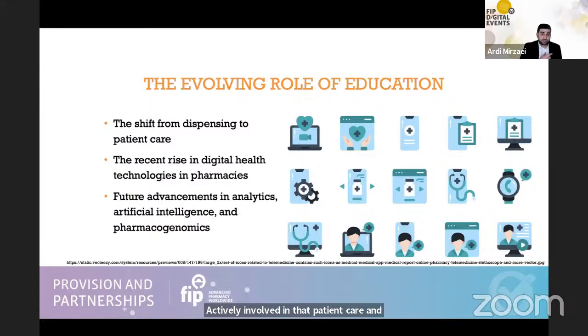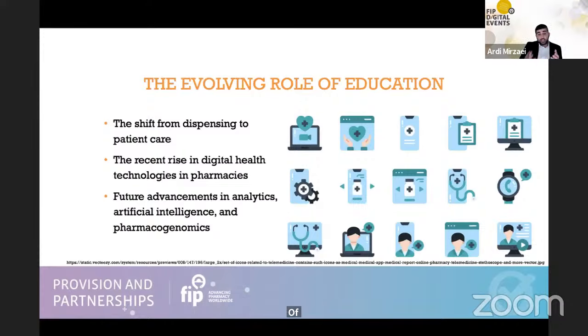In response to this shift, pharmacy curricula worldwide, as many of you may have noticed, began incorporating clinical training, communication skills, and patient-centered care practices. This shows the history of how pharmacy education has adapted to meet the changing demands of healthcare.